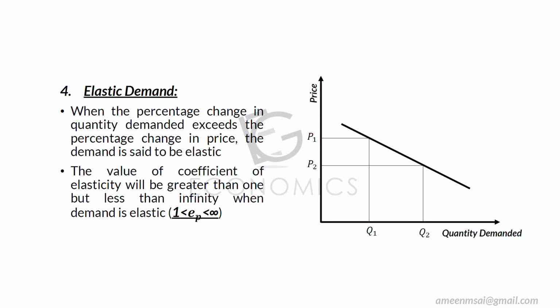So what example can we give for this? The example that we can give for this is luxury items. Just think about that. When luxury items such as AC, refrigerator, washing machine are given a 5 or 10% discount, their quantity demanded increases by a large amount, isn't it?